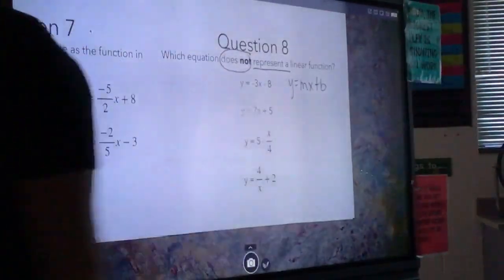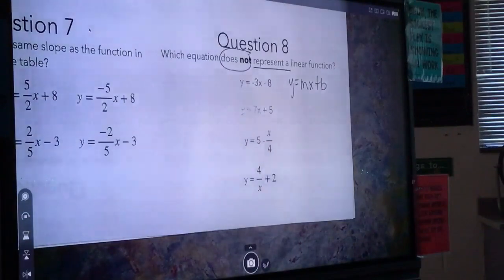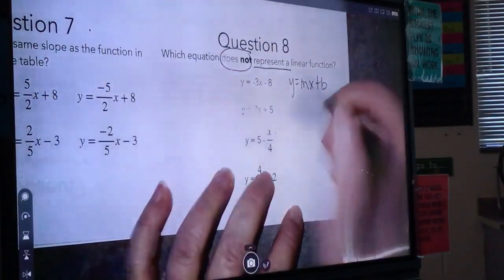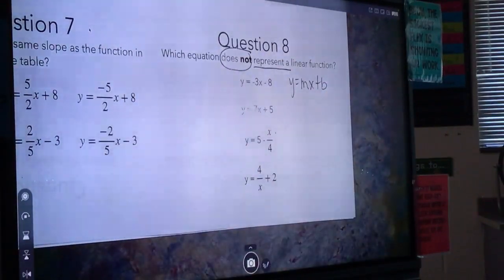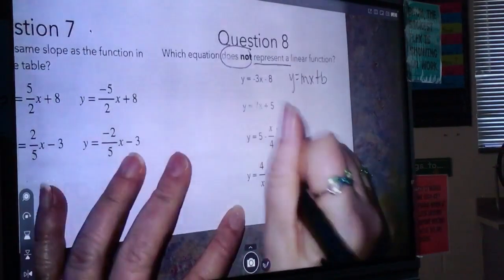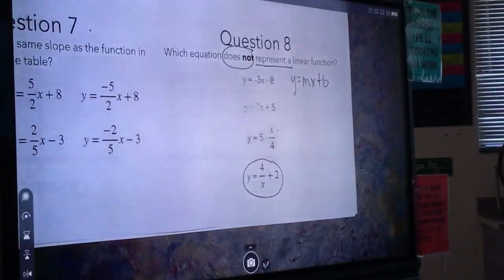Where's the x? The third one, the x is on the top. We're not dividing. Remember, you cannot divide by x. So the correct answer for this one is that, oh, don't, sit down.